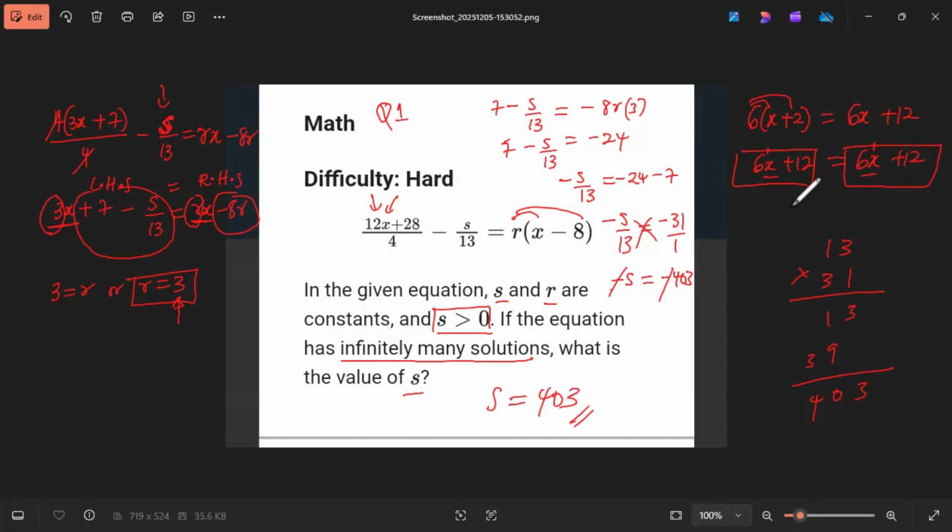So the take home is, if the equation, not system now, please don't get it wrong, if the equation has infinitely many solutions, it means that the coefficient of the unknown variable here has to be equal to the coefficient of the unknown variable here. That is exactly what we did here to compare r and 3. Okay, perfect. Let's go to the next question.